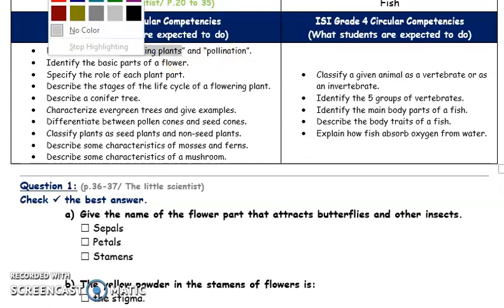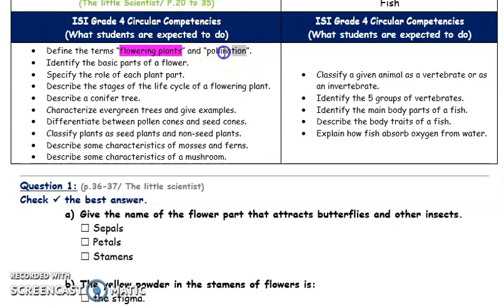Flowering plants are plants that grow seeds in their flowers. Pollination is the process of moving pollen from one flower to another. What about the basic parts of a flower? Flowers are made of petals and sepals, of a pistil and a stamen. The pistil or the carpel is usually the reproductive component that consists of stigma, style, and ovary.